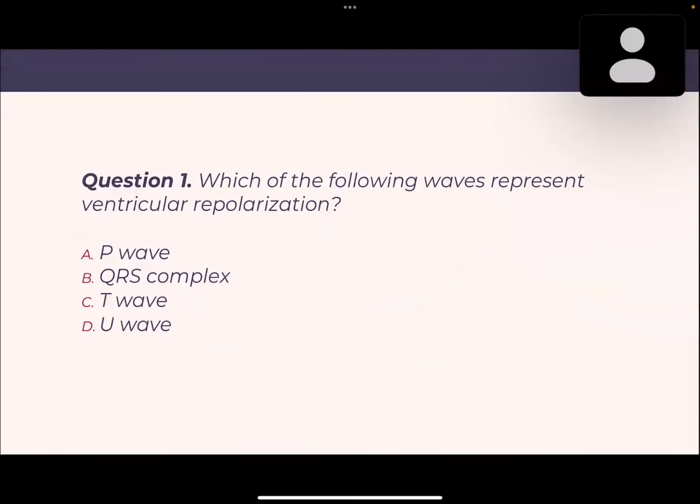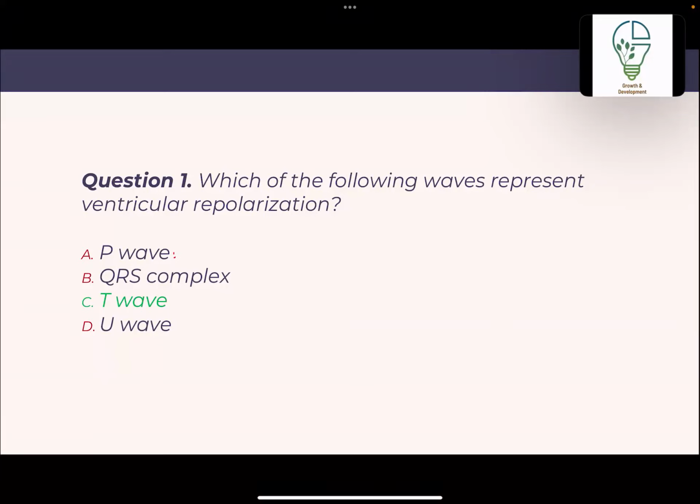But who could solve this question for me? Which of the following waves represent ventricular repolarization? Is it P wave, QRS complex, T wave, or U wave? T wave. Exactly. That's right. What is P wave for? Atrial depolarization. Yeah, that would be atrial depolarization.